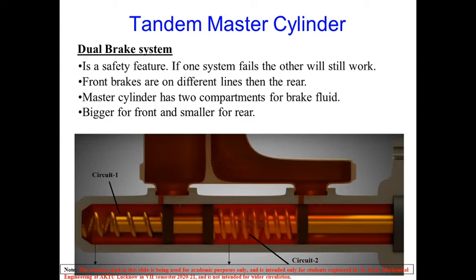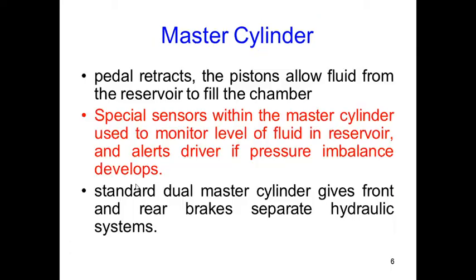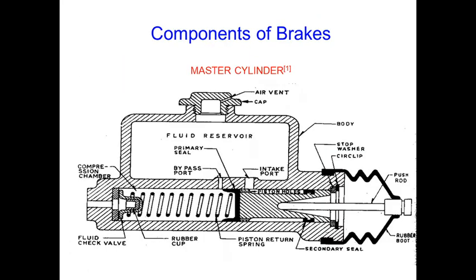In this system, separate lines go to different sections of the brake system, say the rear and the front brakes, and it is arranged so that if the front brake lines are damaged, the rear brake lines will still be effective. This is a safety feature, because in a single master cylinder, if there is some damage or wear of a component, then both braking systems will stop working, because the front as well as rear brakes are connected using this line only.